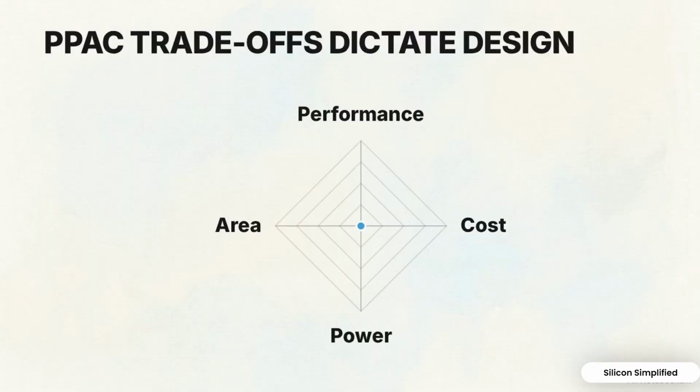The primary goal of physical design is balancing power, performance, area, and cost, known as PPAC. These metrics exist in constant trade-off. Maximizing performance, like increasing clock speed, inherently degrades power efficiency or expands die area.